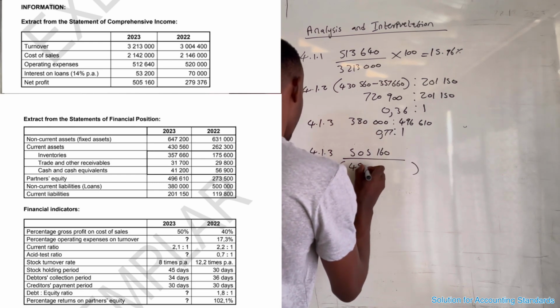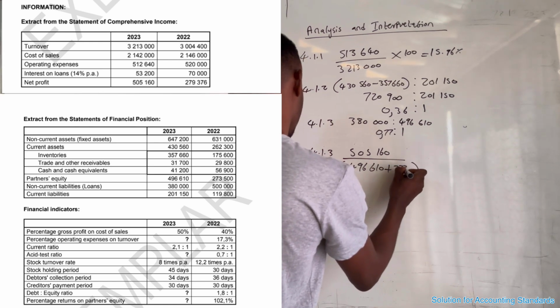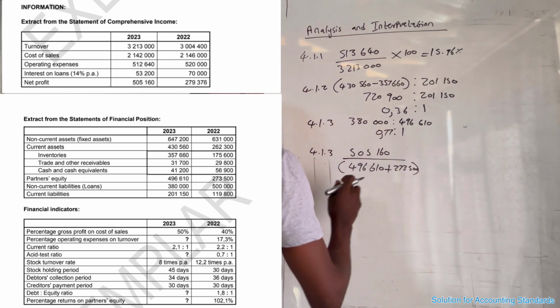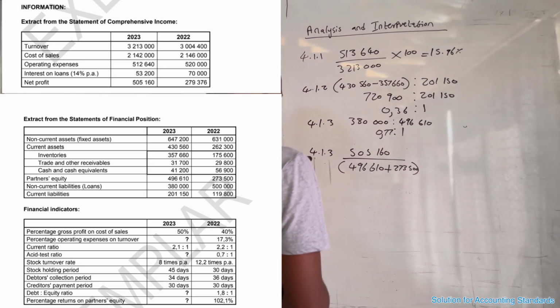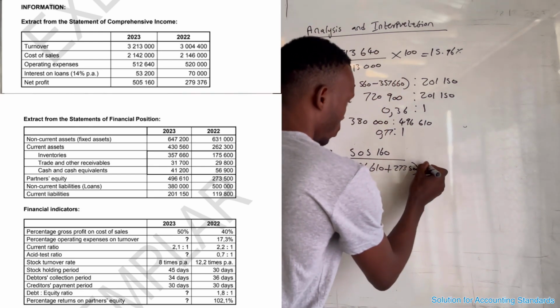It's 496,610 plus 273,500. When you add this together, you get the answer. After you get the answer, guys, you must divide it by 2.